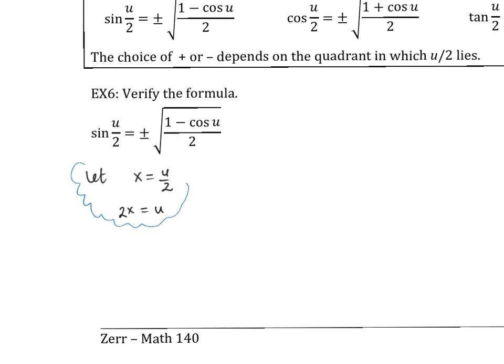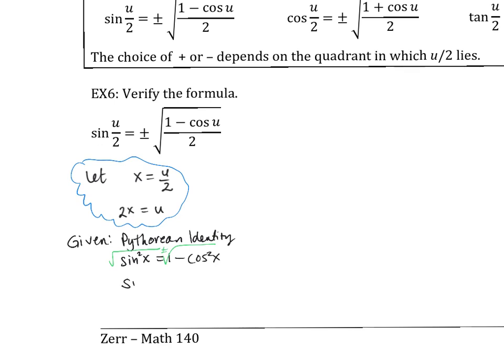And now the other thing is that we're given the Pythagorean identity that sine squared x is equal to 1 minus cosine squared of x. So if I take the square root of both sides, then I have that sine of x is equal to the positive or negative square root of 1 minus cosine squared of x. Okay, so using those two things, let's work on our proof here.